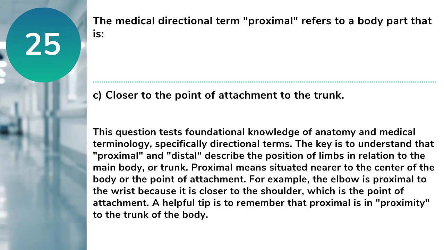Answer: C. Closer to the point of attachment to the trunk. This question tests foundational knowledge of anatomy and medical terminology, specifically directional terms. The key is to understand that proximal and distal describe the position of limbs in relation to the main body, or trunk. Proximal means situated nearer to the center of the body or the point of attachment. For example, the elbow is proximal to the wrist because it is closer to the shoulder, which is the point of attachment. A helpful tip is to remember that proximal is in proximity to the trunk of the body.